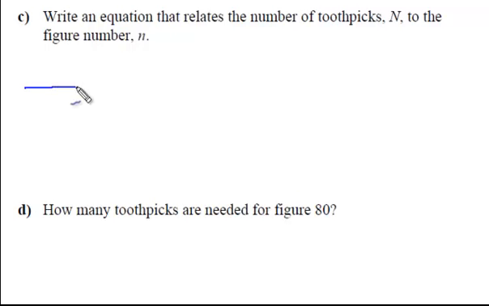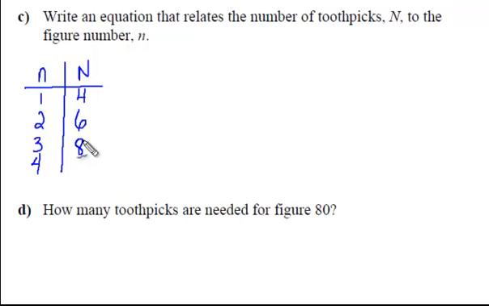I find it's easiest if I just create a t-table right off the bat. Let's put little n here and big N here. We know that we have figure numbers 1 to 4. Now we can count the number of toothpicks in each figure number. If we do it for the first one, we'll see that there's 4. If we do it for the second, 6. The third will have 8, and the fourth will have 10.